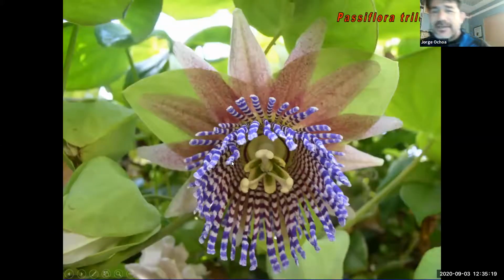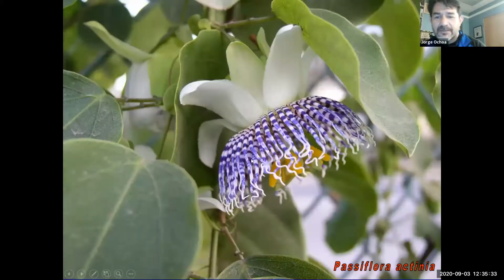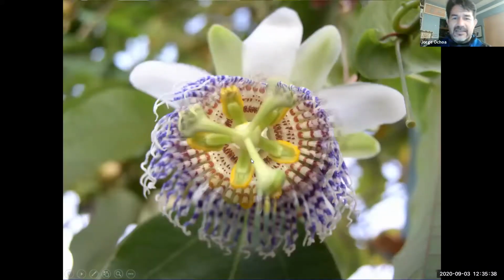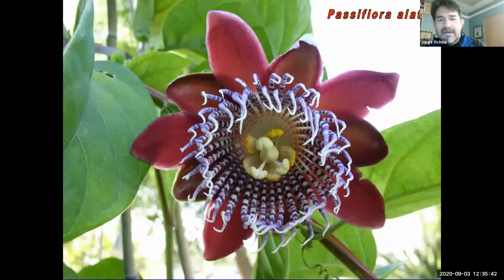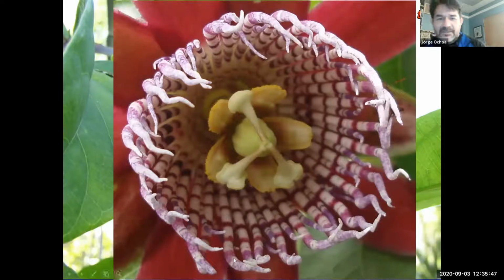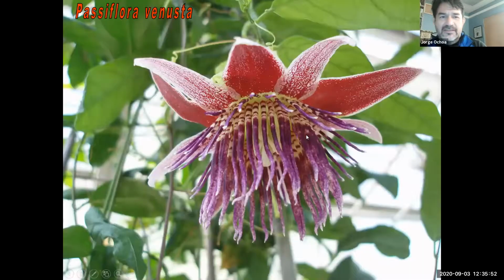So we have drop dead gorgeous passion flowers that are going to be bell-shaped first. So trilova, very large flowers. Here's a photograph of the inside. So we have the reproductive components and the corona filaments facing down. We have actinia right here with blue and white. And here is the face view of the flower. We have alata right there with a close-up of the interior. Nitida right there and the close-up of the interior.